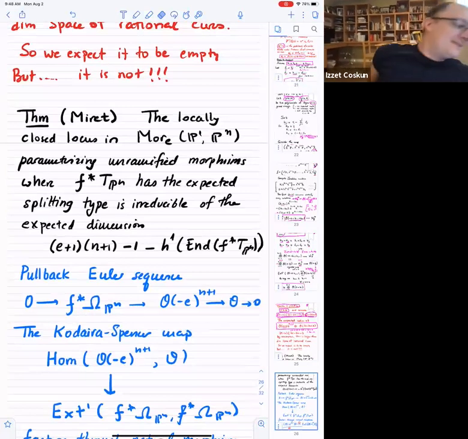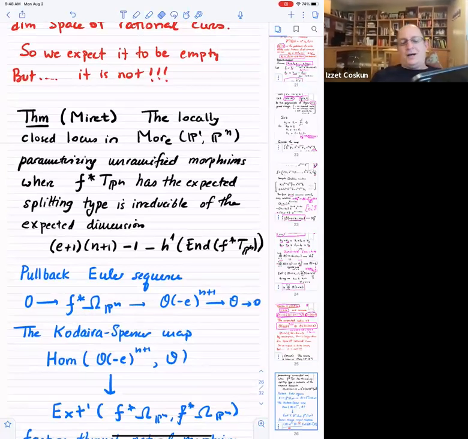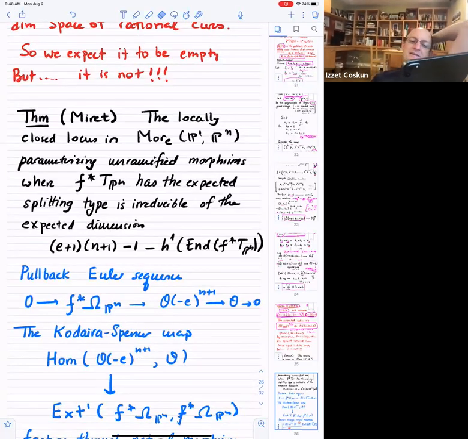So let me maybe, since time is running short, summarize a little bit what's known about these splitting types.